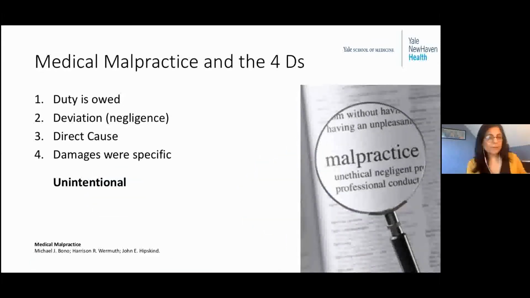Malpractice, or medical malpractice specifically, is unintentional negligence, and there are four things, also referred to as the 4Ds, that need to be demonstrated when putting together a medical malpractice lawsuit. There's a duty that's owed to the patient, a deviation or negligence can be demonstrated, there's a direct causality that can be determined, and specific damages have occurred.